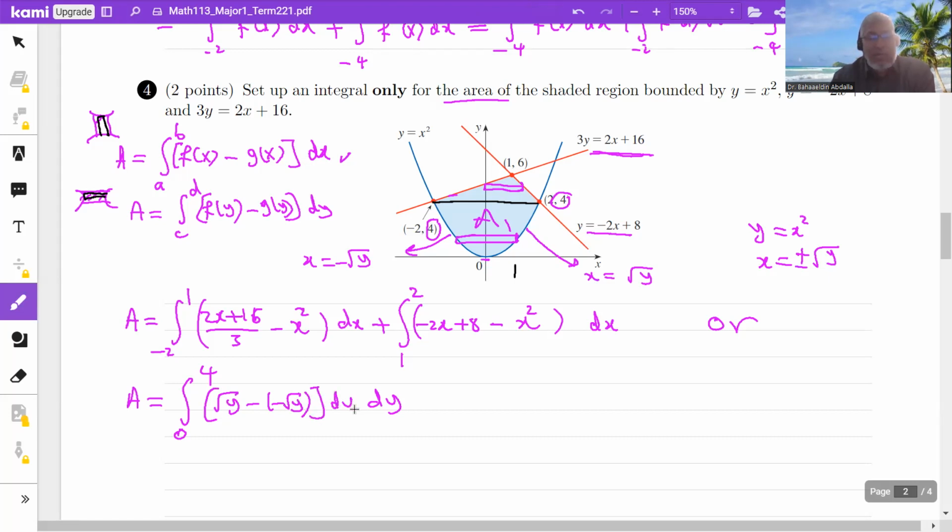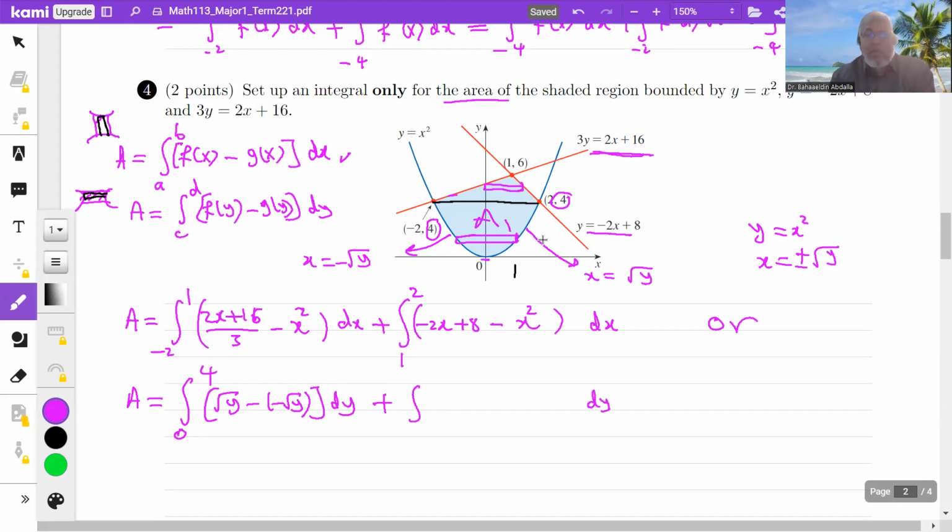Okay, let us write dy here. Plus. Now the area of the second region, this region, which is a triangle, again, horizontal rectangle, so dy, and y runs from where to where? From 4 up to 6. So from 4 to 6.